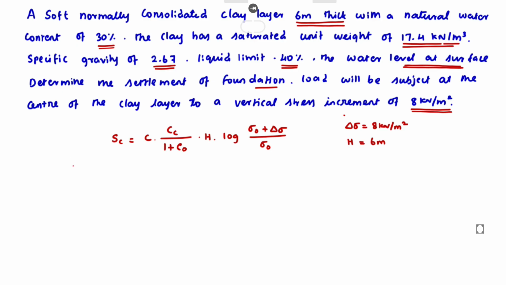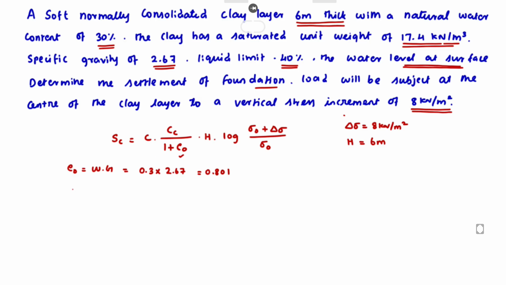So now we have to find out the e naught, which is the initial void ratio. So now, w into G, that is e naught equal to w into G. The w value, the water content, is given, that is 0.3, into G is 2.67. The specific gravity is also given. So now solving this we got the value of 0.801. Okay, so now e naught also we found out.